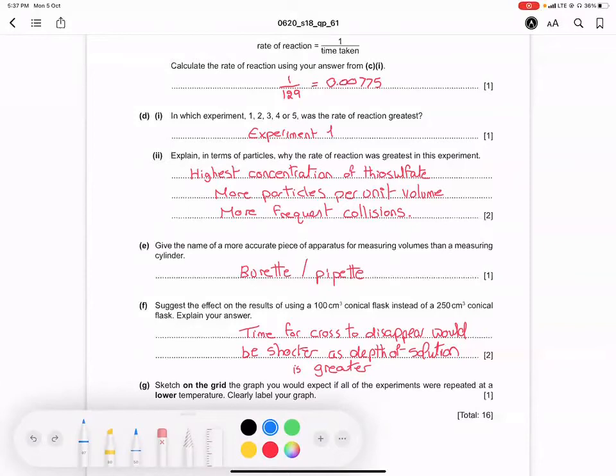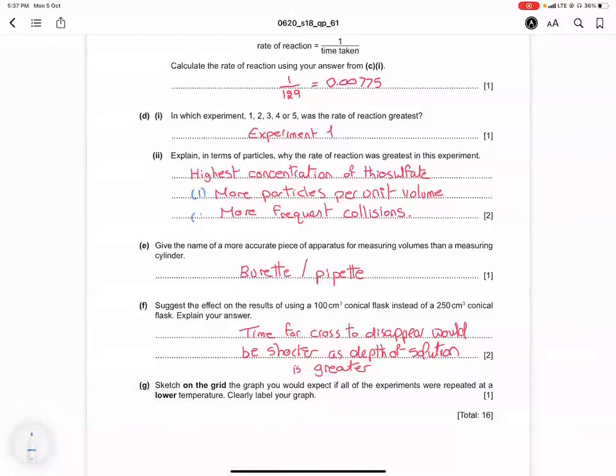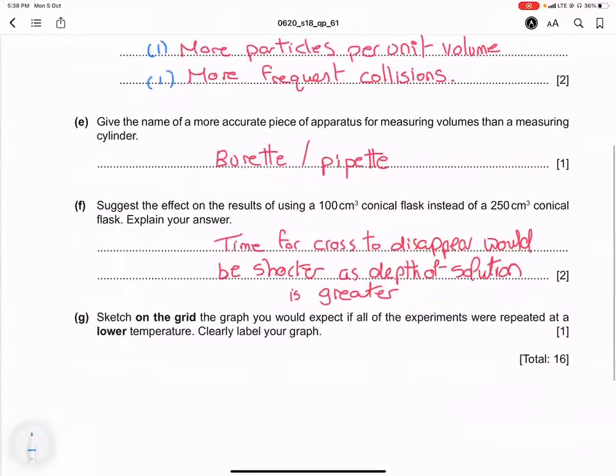D(i), in which experiment was the rate of the reaction greatest? Experiment 1. Explain why. Because experiment 1 had the highest concentration of sodium thiosulfate, so more particles per unit volume and more frequent collisions. The 2 marks are for more particles per unit volume and more frequent collisions. E, give the name of a more accurate piece of apparatus to measure volume than a measuring cylinder: burette or pipette, of course. F, suggest the effect on the results of using a 100 centimeter cubed conical flask instead of a 250 centimeter cubed conical flask.